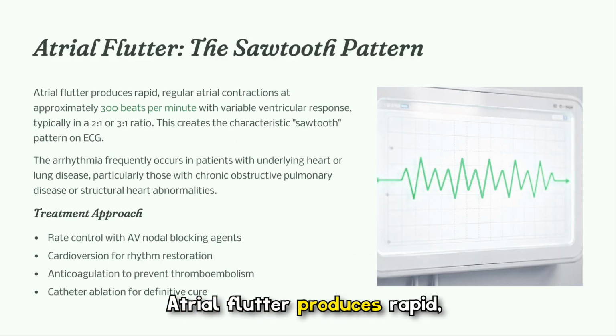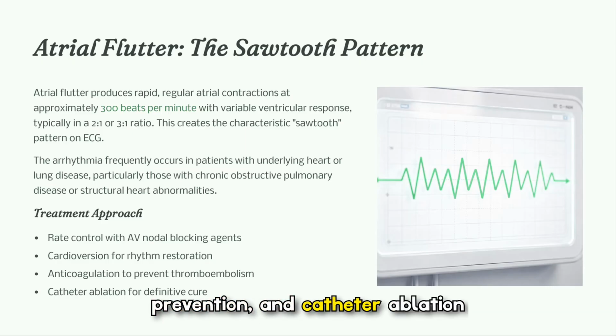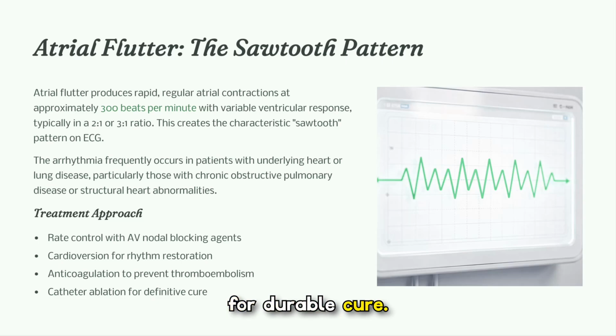Atrial flutter produces rapid, regular atrial contractions, often around 300 beats per minute, and a characteristic sawtooth ECG pattern. It commonly coexists with heart or lung disease and leads to variable ventricular rates. Treatment focuses on rate control, cardioversion when needed, anticoagulation for stroke prevention, and catheter ablation for durable cure.